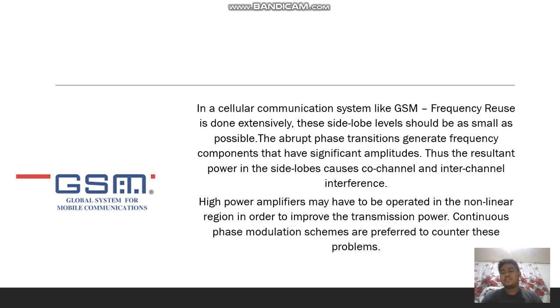An electronic system that uses CPFSK is GSM, global system for mobile communication. In a cellular communication system like GSM, frequency reuse is done extensively. The side lobe level should be as small as possible. The abrupt phase transitions generate frequency components to have significant amplitude. Thus, the resultant power in the side lobes causes co-channel and inter-channel interference. High power amplifiers may have to be operated in the nonlinear region in order to improve transmission power. Continuous phase modulation schemes are preferred to counter this problem.